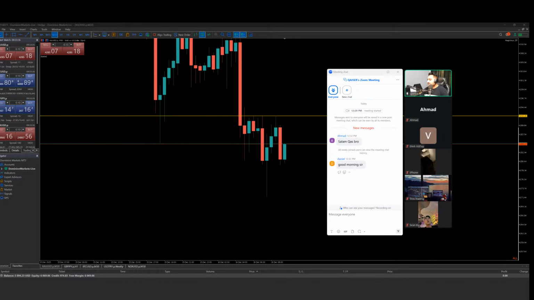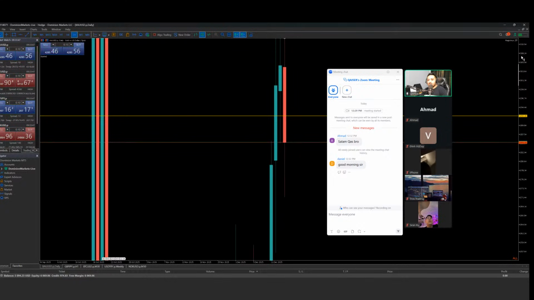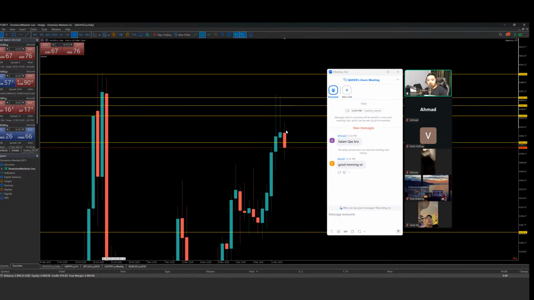Today is 16th of December 2025, and we're heading towards the end of the year. Let's break down the chart from higher time frame to lower time frame, starting with gold. Look at this gold. The previous daily candle rejected with a long rejection, breaking the low of the previous daily candle. Wow, it looks interesting.